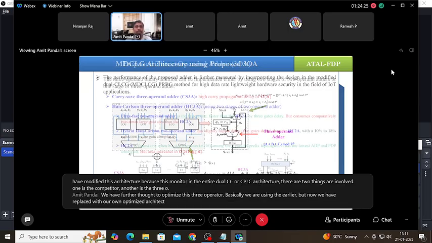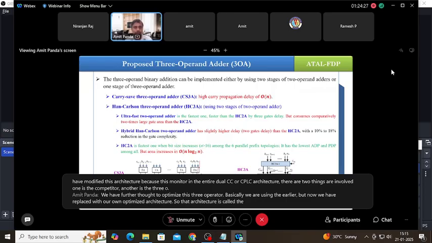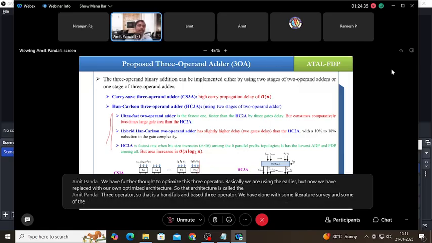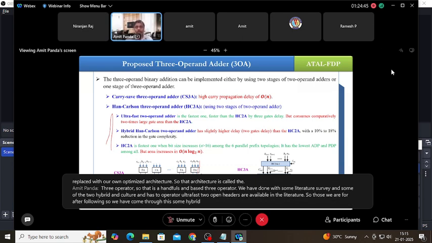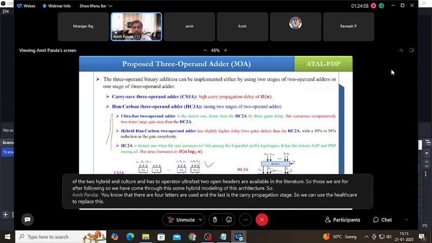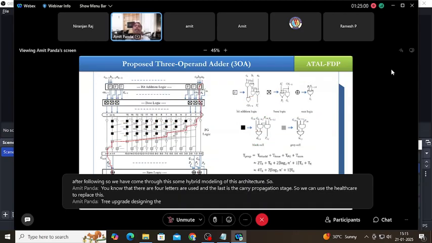That architecture is called the Hanckelson based three operand adder. We did some literature survey, and some two operand hybrid Hanckelson and HC2 ultra fast two operand adders are available in the literature. After following those, we came to some hybrid modeling of this architecture. In this carry save adder, you know that full adders are used, and the last stage is the carry propagation stage. So we can use the Hanckelson to replace this, designing the three operand adder with two stages of the carry save adder.